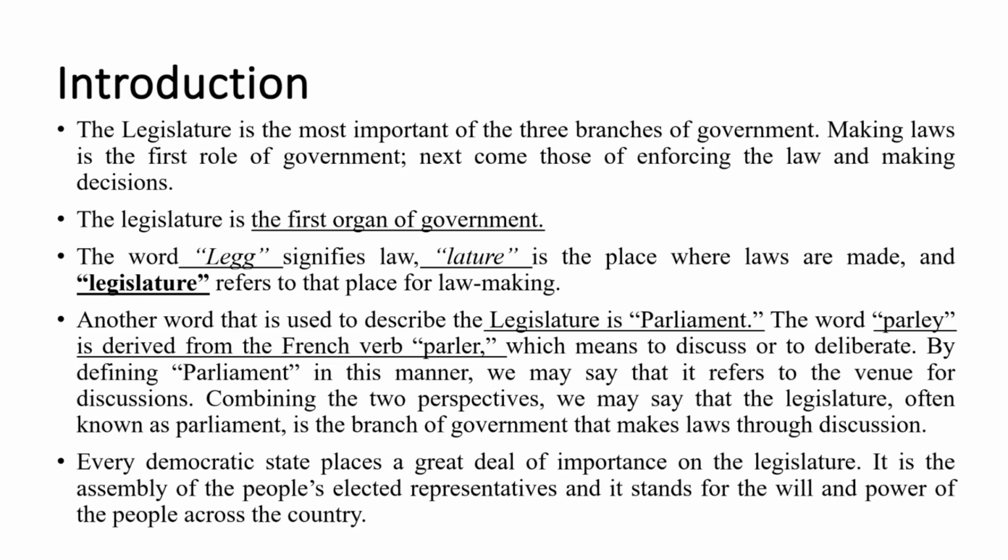So the legislature is the first organ of government. The government has three organs, that is legislature, executive and judiciary. And the legislature plays as the first organ and the most important of the three branches. The word leg signifies law. Lature is the place where laws are made, and legislature refers to the place for lawmaking. In simple words, we can say that the legislature legislates the law.